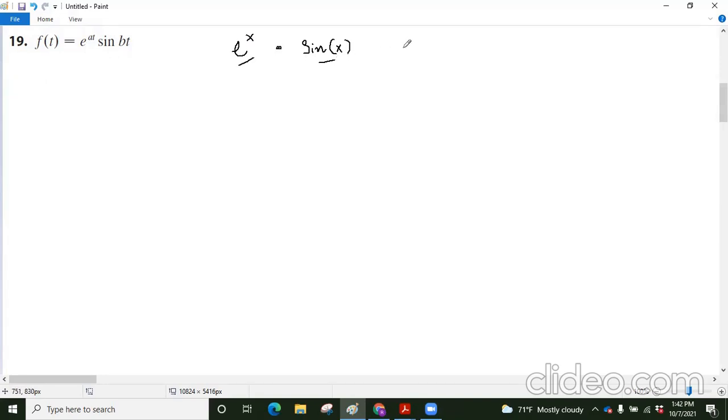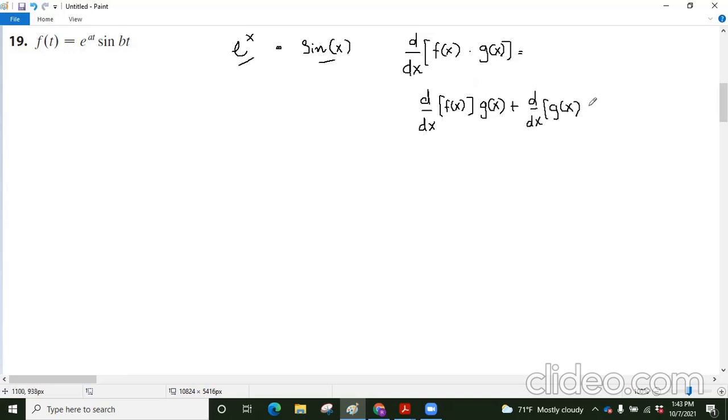And we know that the differentiation rule tells us that the derivative, if I have two functions, f of x times g of x, this is essentially equal to the derivative of the first function multiplied by the second function plus the derivative of the second function multiplied by the first function, right? So this is nothing but the product rule, right? This is the product rule.